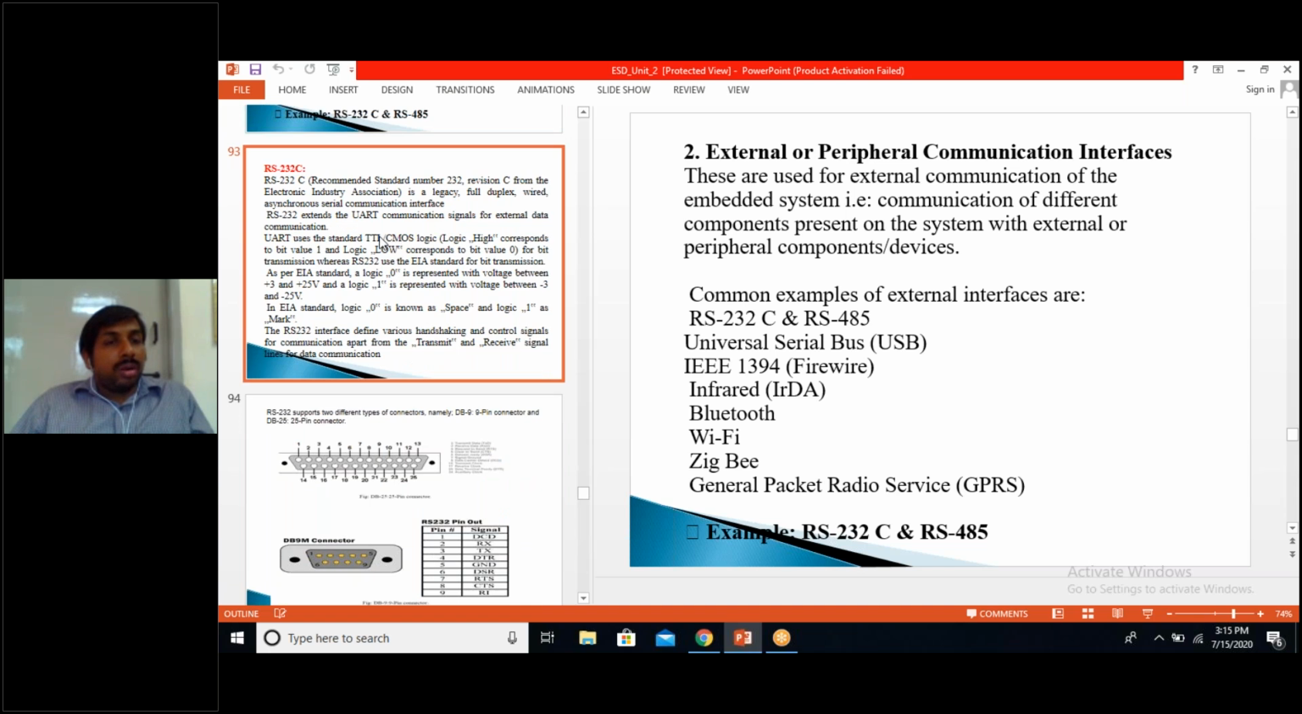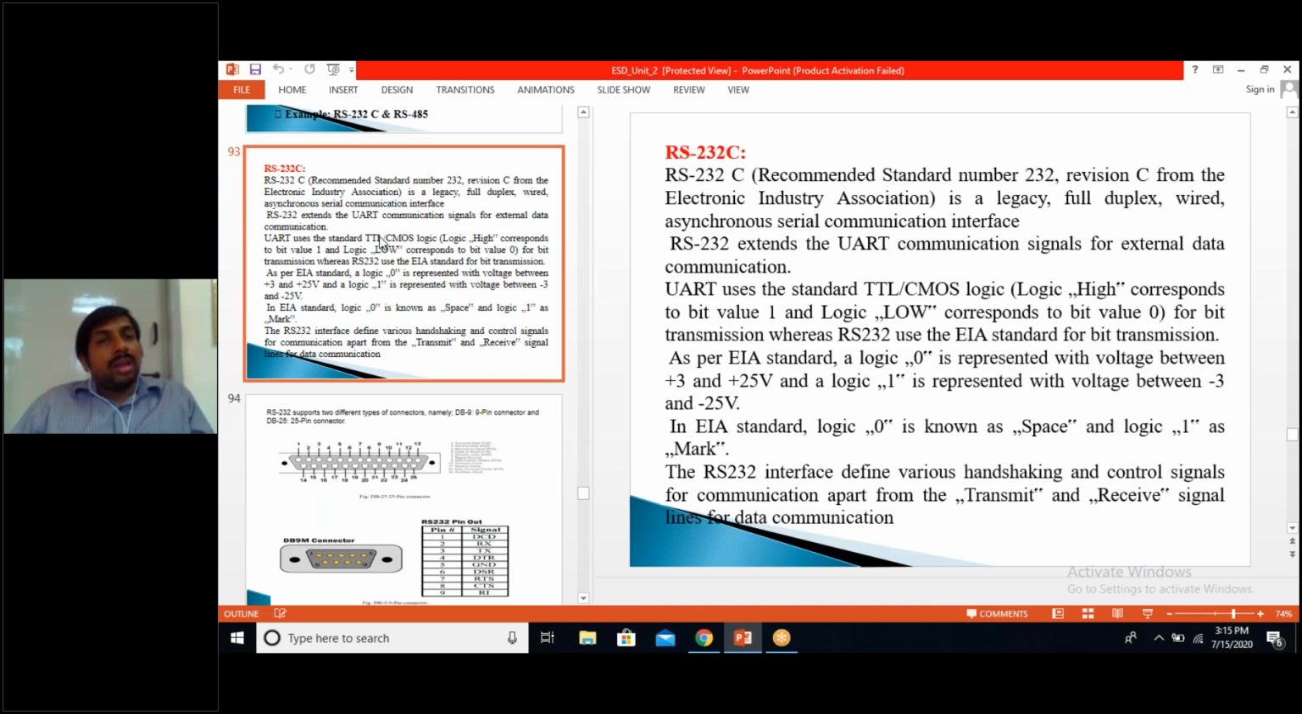So coming to the first one, wired communication, product level or off-board. RS-232: 232 is the standard number, and C is the version number from EIA, Electronic Industry Association. It is a full duplex wired communication, but it is an asynchronous serial communication interface.